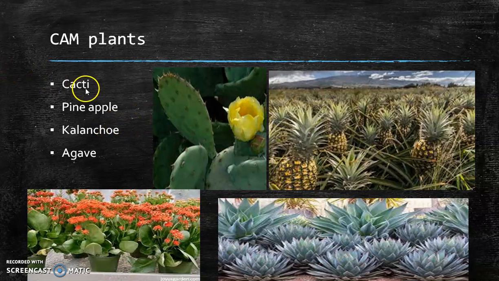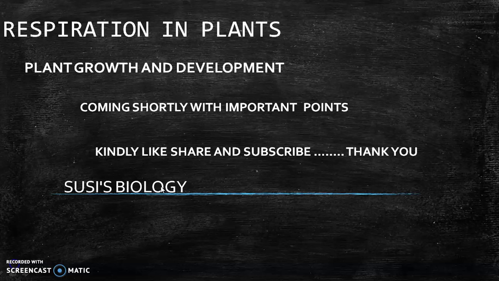These are the CAM plants: cactus, pineapple, kalanchoe, agave. The first image is cacti, the second is pineapple, the third is kalanchoe, the ornamental plant, and the fourth is agave, the century plant. It is called a century plant. All these are CAM plants. They open their stomata only at night time. That is said to be the CAM plants. So this is very important.